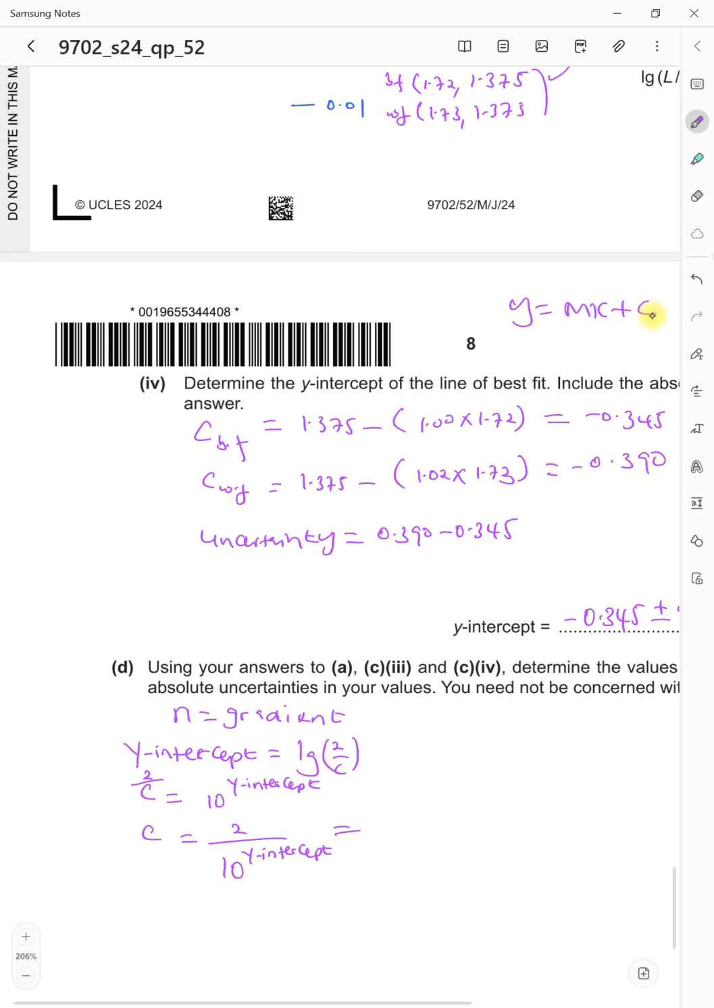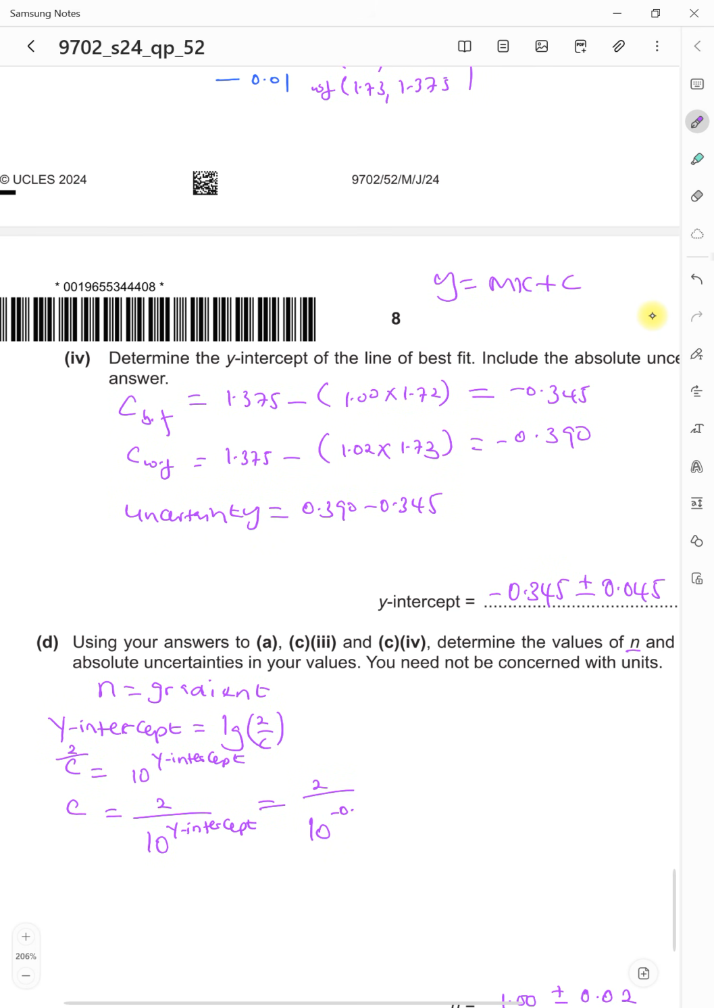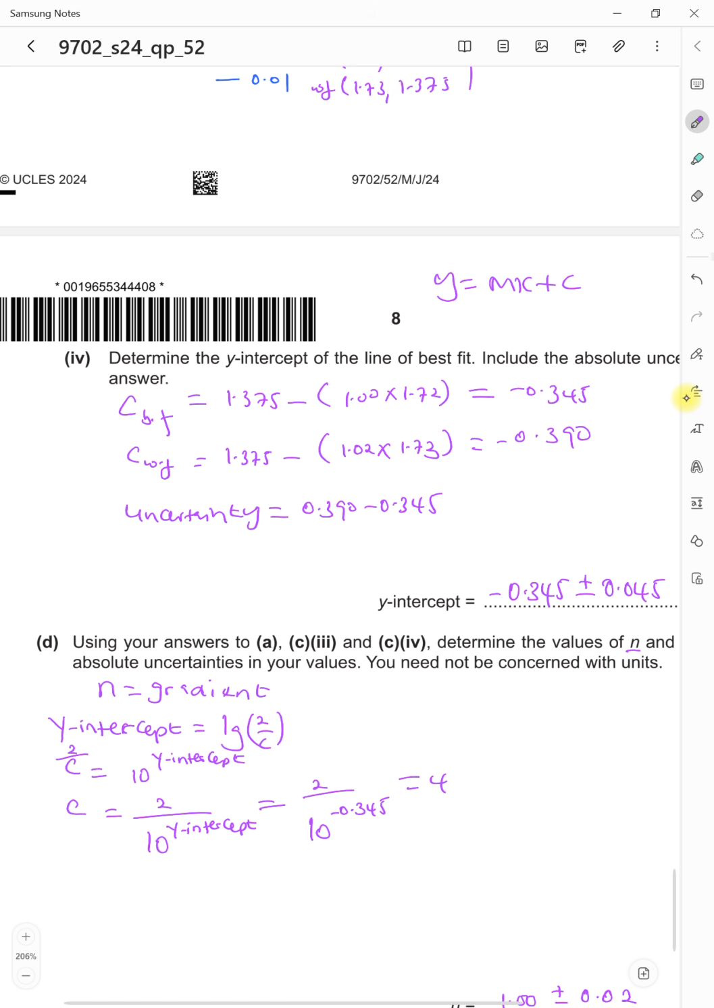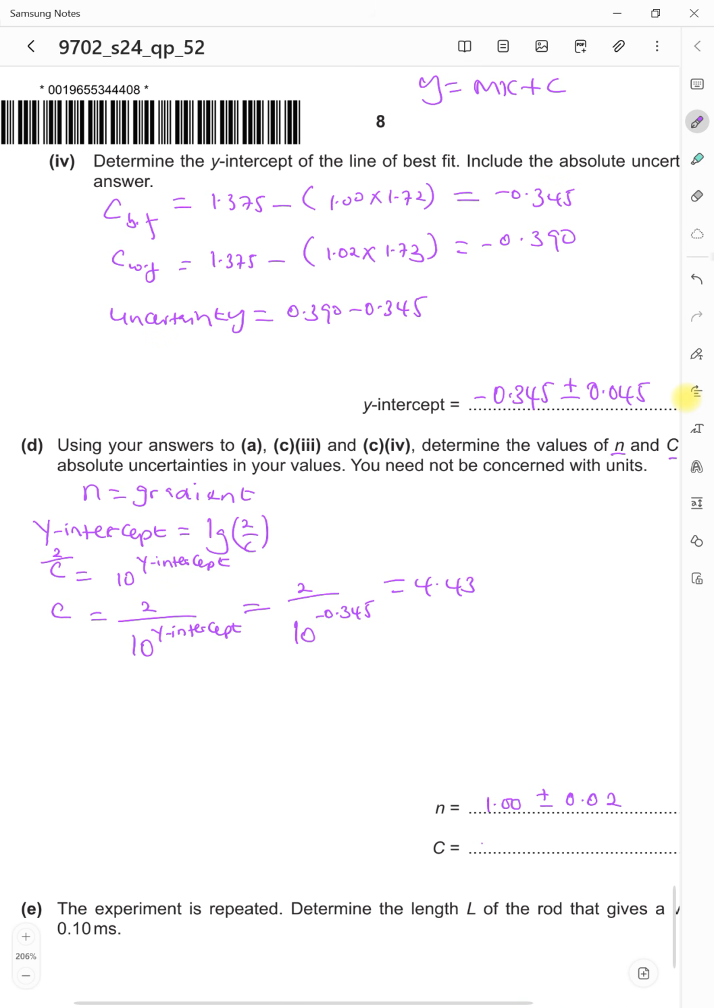So this will be simply equal to 2 divided by 10 to the power of the y-intercept, which is negative 0.345. So I'll say shift 10 power negative 0.345. Then I take 2 divided by the answer. So it is 4.43. So C is going to be 4.43, but we need the uncertainty.